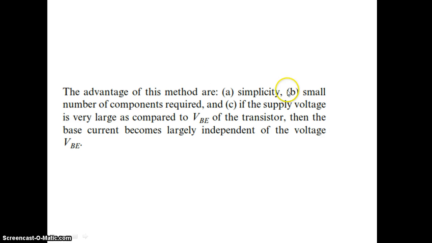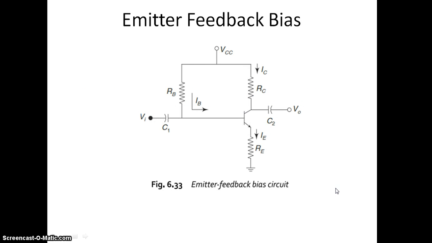The advantages of this fixed bias circuit are simplicity, a small number of components required, and if the supply voltage is very large compared to VBE of the transistor, then the base current becomes largely independent of the voltage VBE. So these are the advantages of the fixed bias method. Next we will discuss the emitter feedback bias.